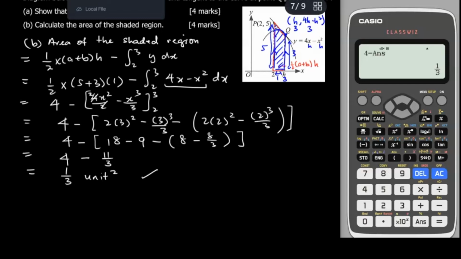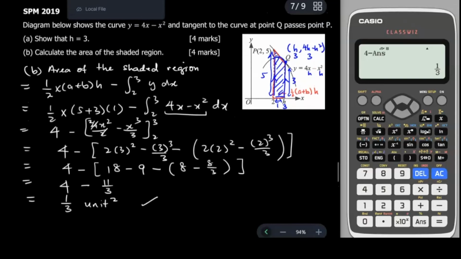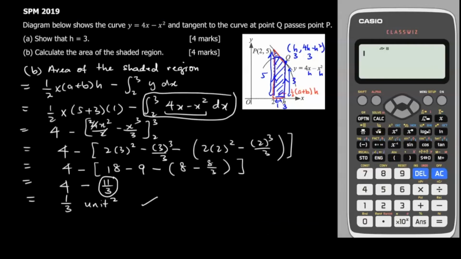So now I'm going to show you how to double check our answer using the Casio ClassWiz calculator. I'm going to double check whether my integration of this equals 11 over 3 or not. First you press the integration button, which is here. Then we key in bracket 4x minus x squared, then close bracket.